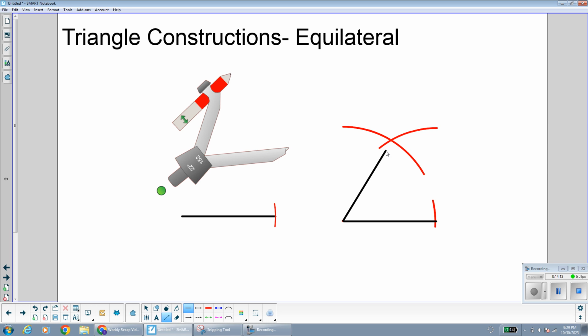I'm going to connect from here to the intersection point. And I'm going to connect once again from here up to the intersection point. And here we have an equilateral triangle where all three sides are equal.